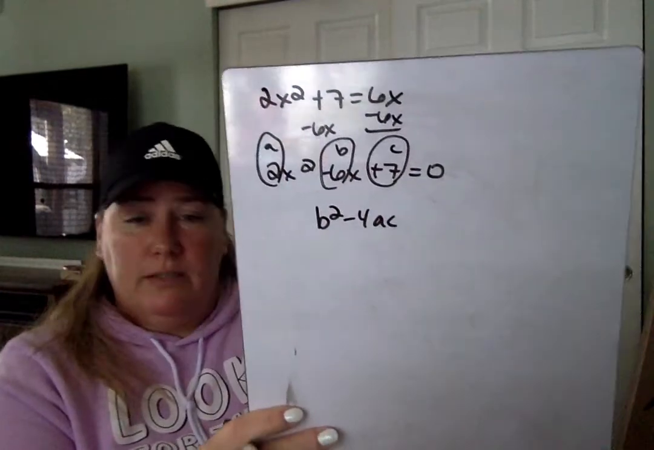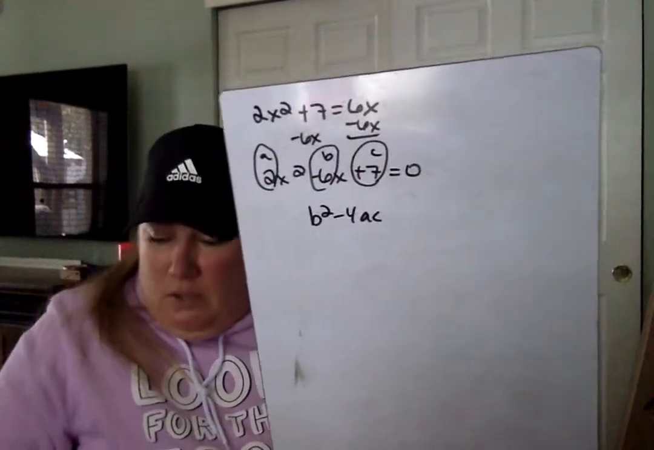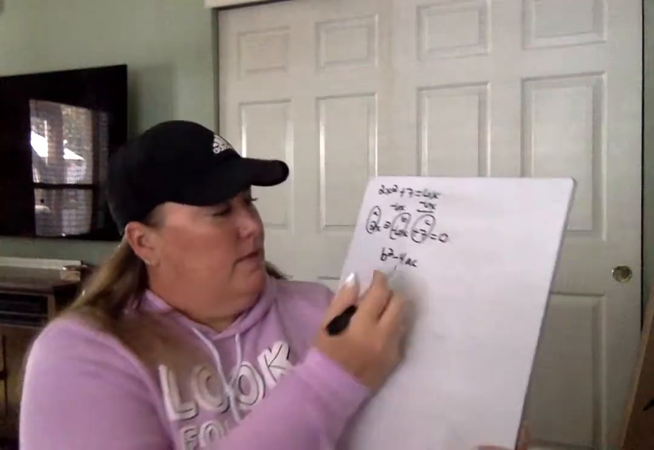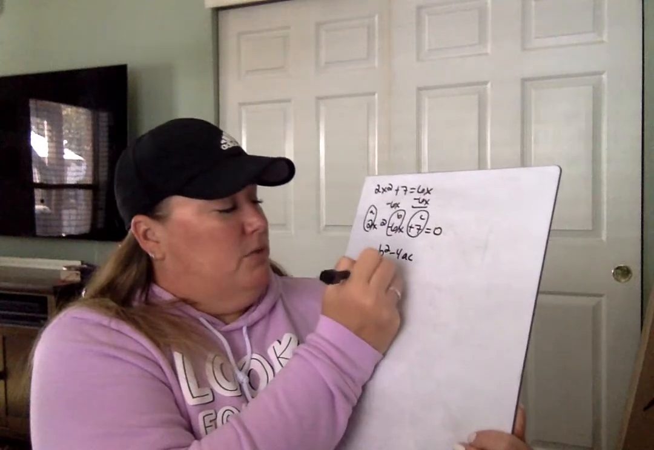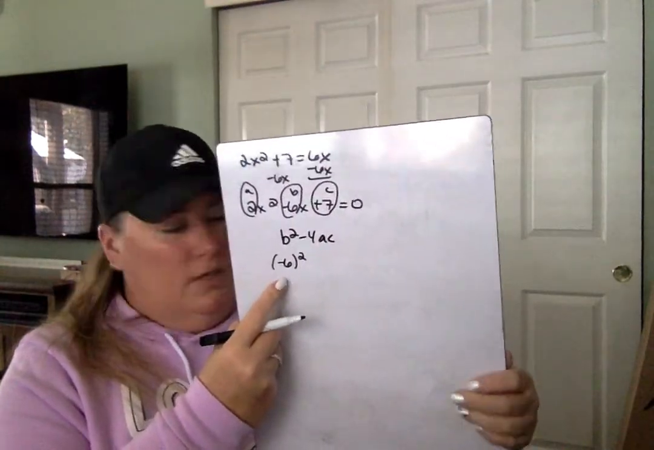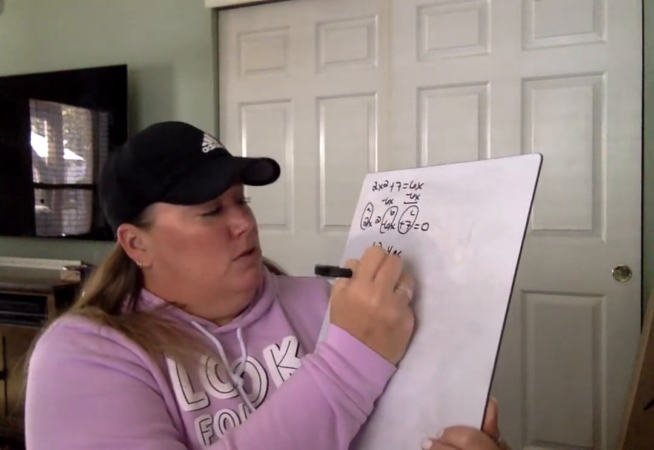Identify your ABC. Go ahead and substitute your numbers. I'm pulling up my calculator here. So b is negative 6. You want to put that in parentheses because remember, you're squaring something that's negative. That's why you always want to put negatives in parentheses. Minus 4 times 2 times 7.